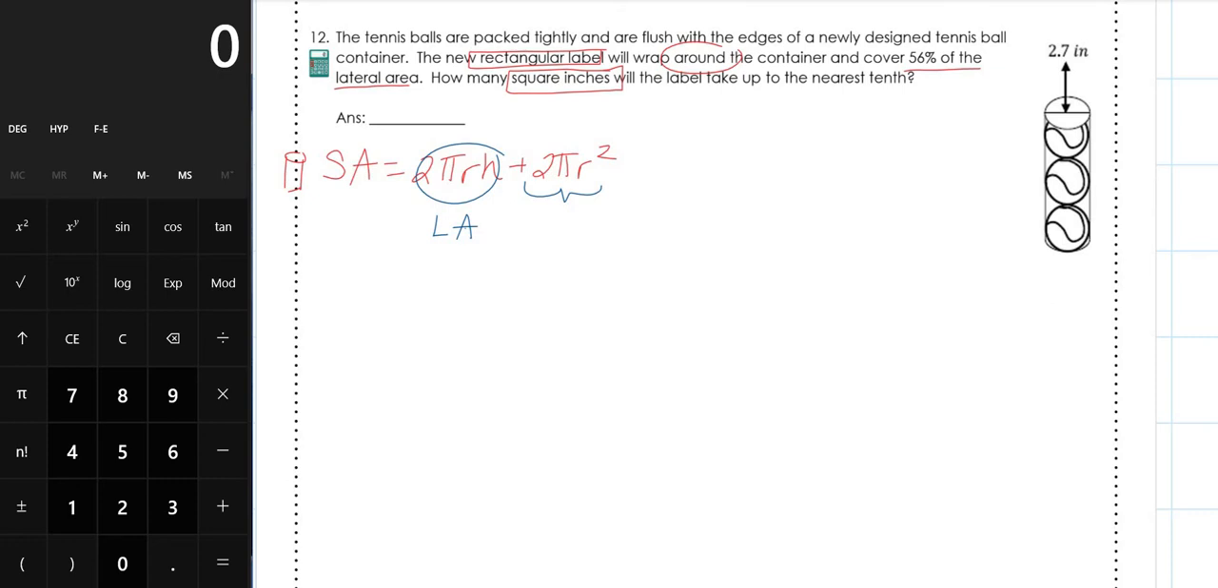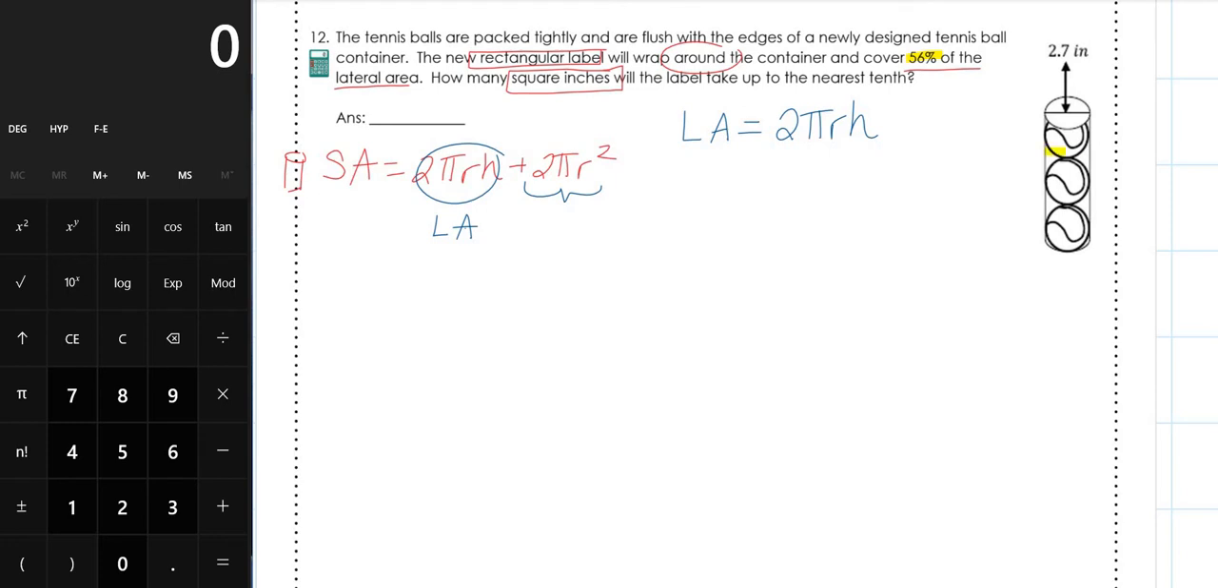That's the surface area. But they're just talking about the lateral area, because when we put a wrapper around a cylinder, it's going to go just on that curved part. So let's take a look at just the lateral area formula. We have lateral area equals 2 pi r h. Now, I want to think about my full lateral area, but I want to keep in mind that at the end, our new label doesn't go around the entire curve. It only takes up 56% of that lateral area.